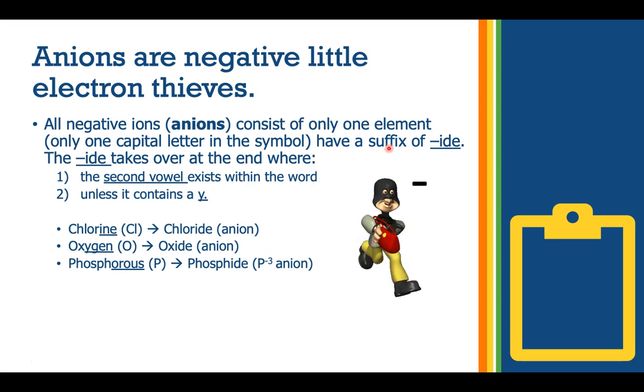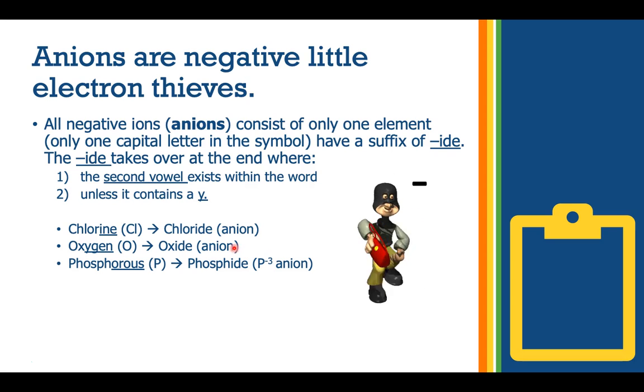Okay, anions have a suffix of "ide," and the "ide" takes over at the end where the second vowel exists within the word, unless it contains a Y. Okay, so here's what that looks like. Chlorine, which is Cl, yields a chloride anion. See how the "ine" is replaced with the "ide"? Oxygen, O, becomes oxide anion.